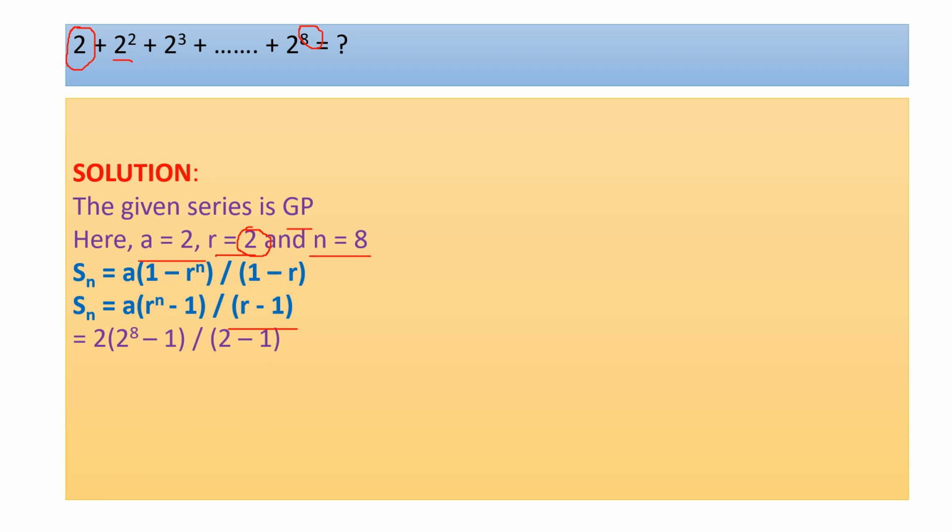By replacing the respective values in the given equation, we get 2 into 2 power 8 minus 1 by 2 minus 1. On solving this, we get 510 as the answer.